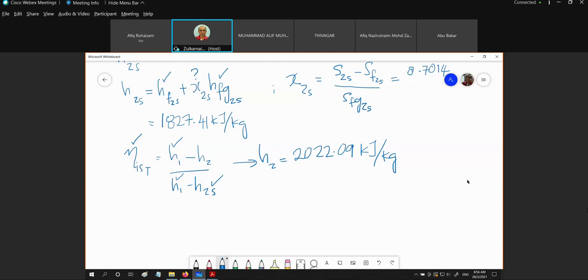Okay, so now we have H2. Next, what are we going to do? H1 okay, H2 okay, H2S okay, next is H3. So what is H3? H3 is equal to HF at 4 kilopascal. Refer to the TS diagram. For a Rankine cycle, state 3 is saturated liquid. So H3 is equal to HF at 4 kilopascal. 1087.4. Okay, direct from the table, correct?